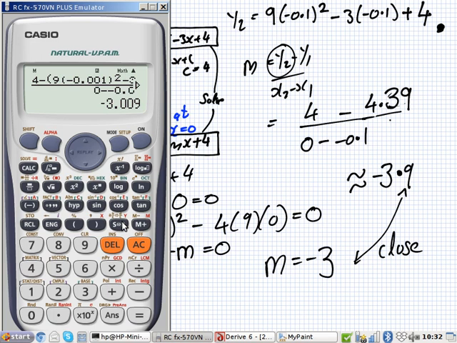Yes, it's getting better. So this is another way we could find the tangent. We could actually use 2 points, but the points need to be close together. And if we get closer, it gets better.